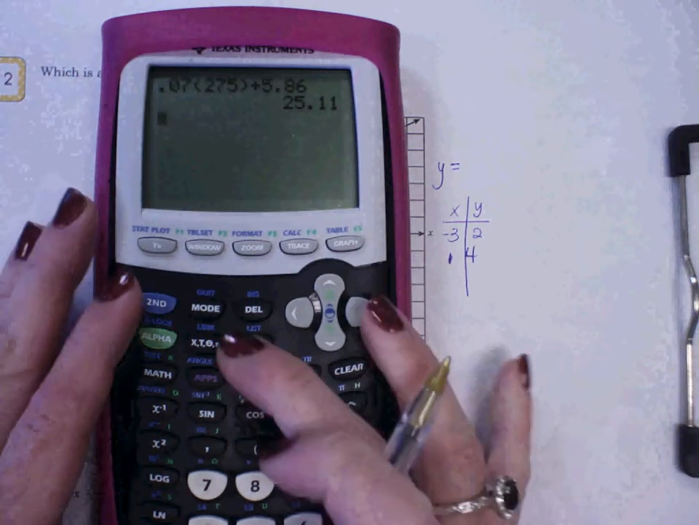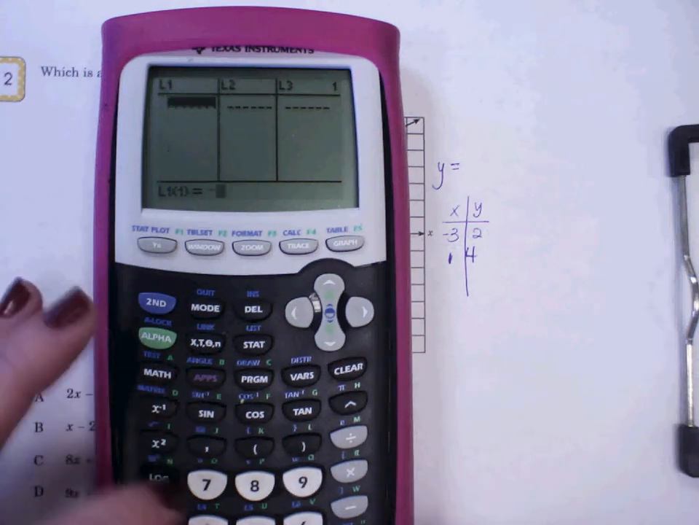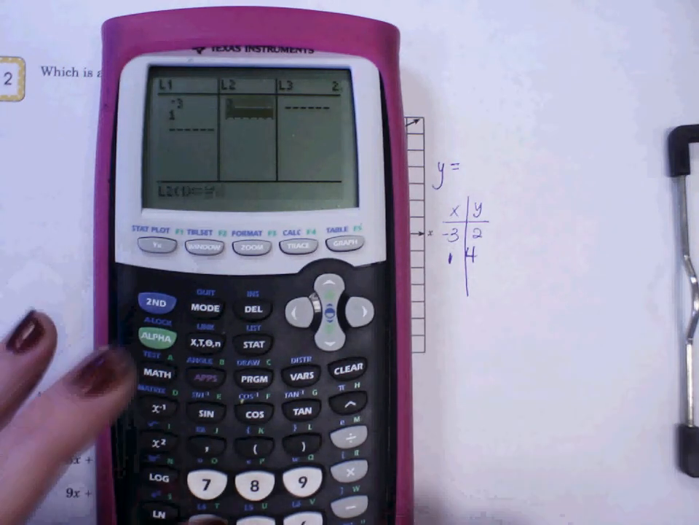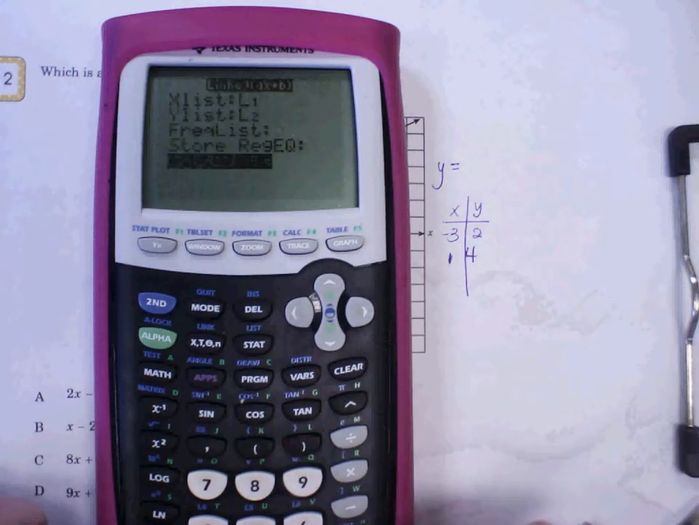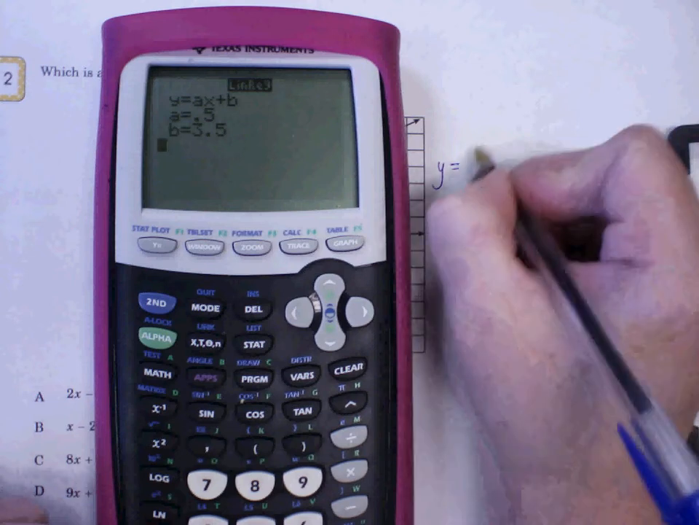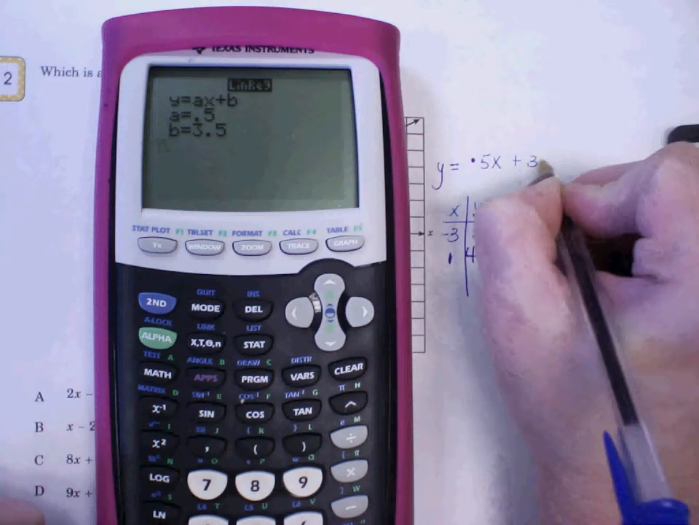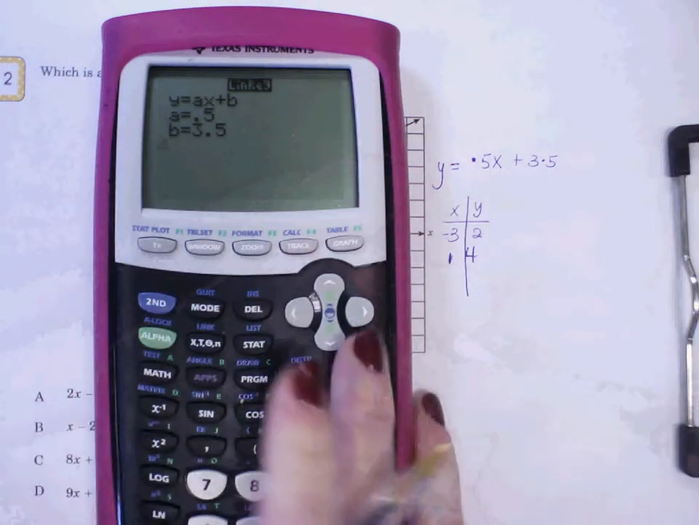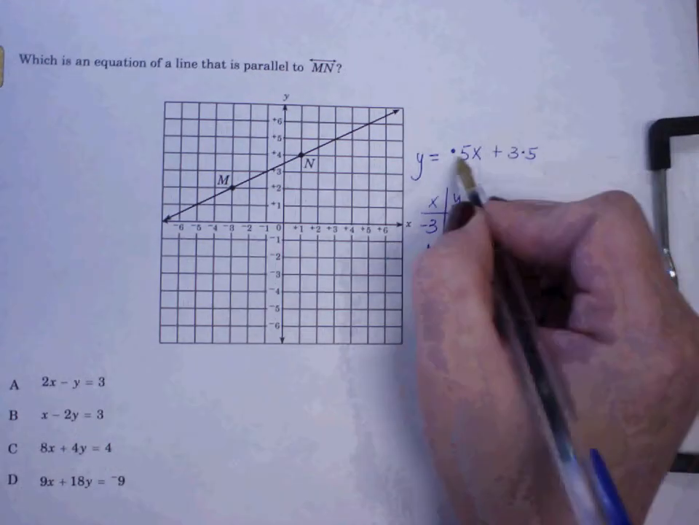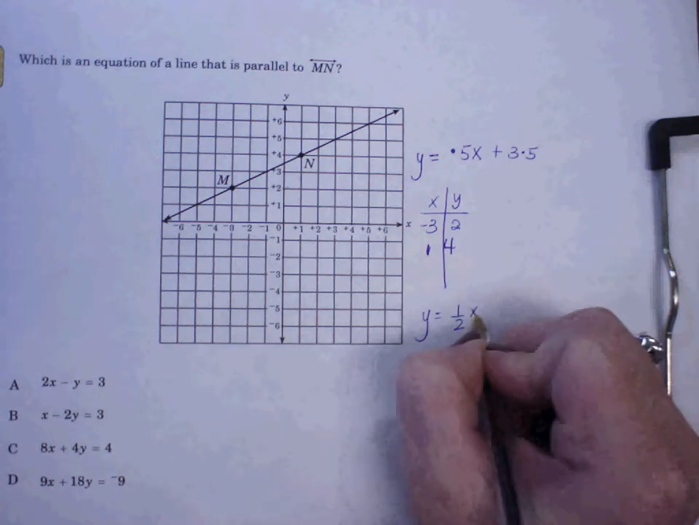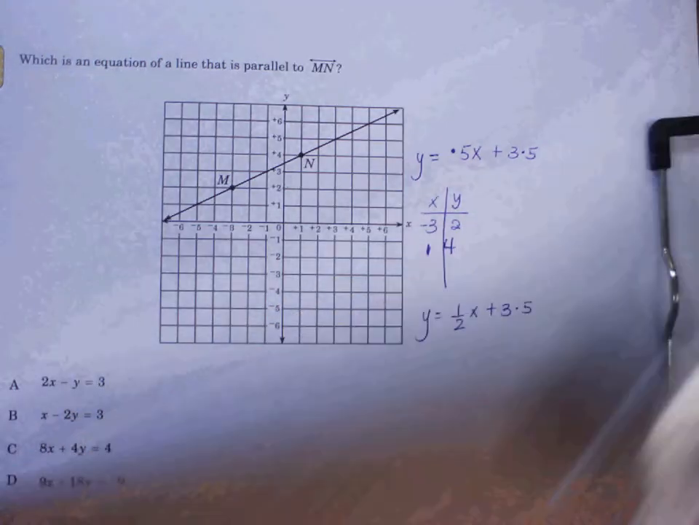So let's go to stat, clear that list. Negative 3 and 1, and 2 and 4. Negative 3 and 2, 1 and 4, and then we're going to do a linear regression. There you go. So I was correct. It is 0.5x plus 3.5. But because I wasn't sure, I went ahead and went to stat, better to be safe than sorry. All right, so this right here can be changed to 1/2 x plus 3.5. So if the line is parallel, that means that the slope has to be the same.